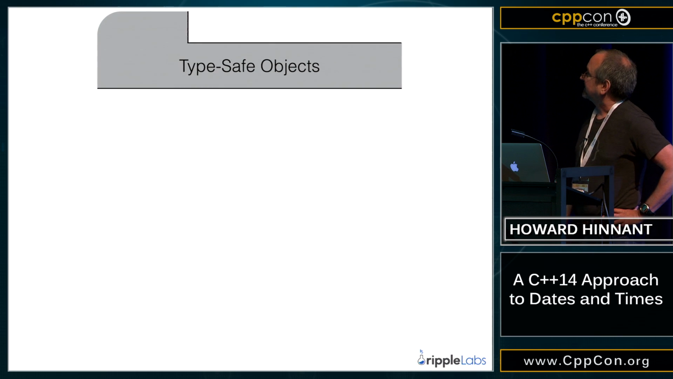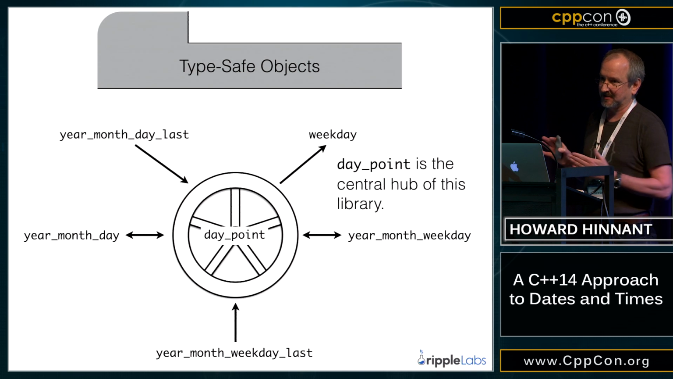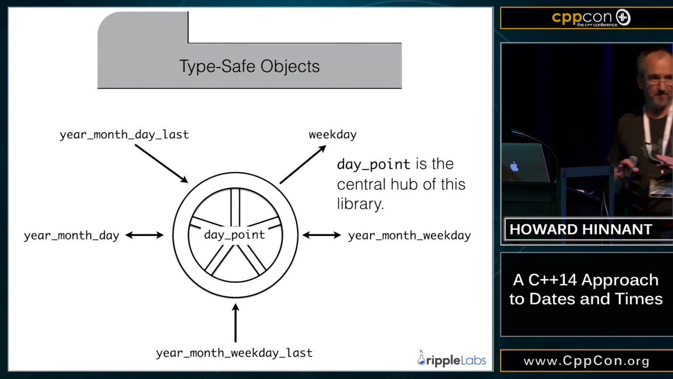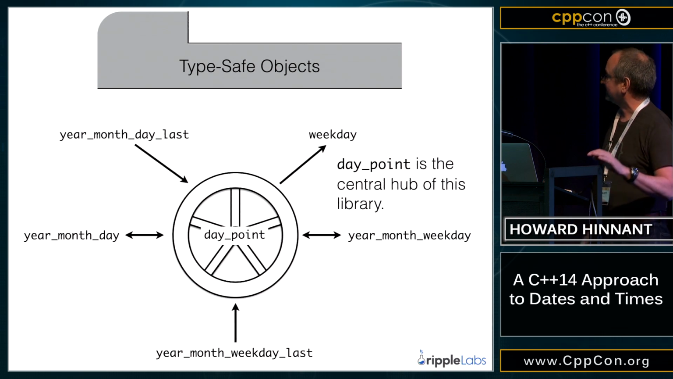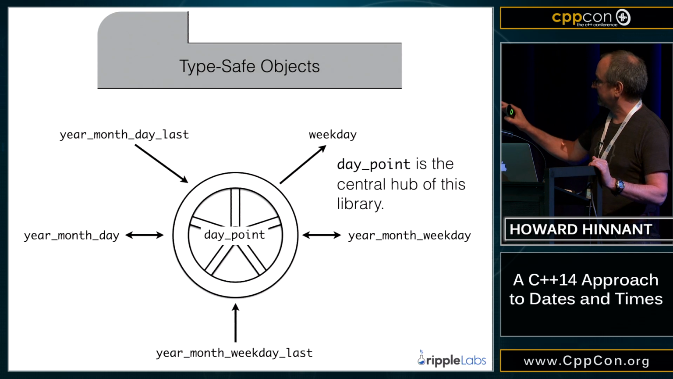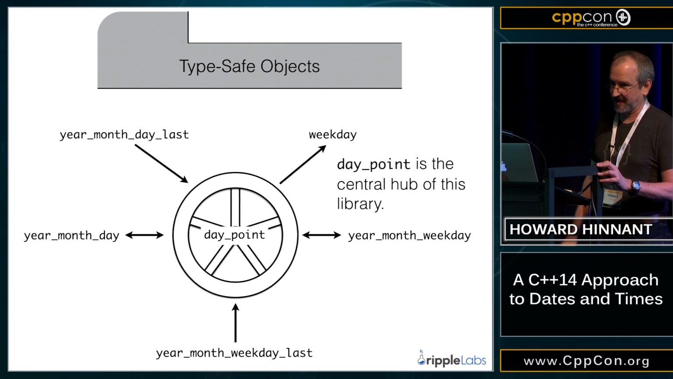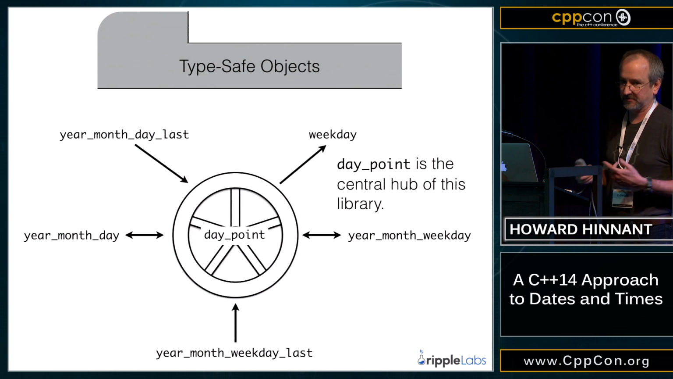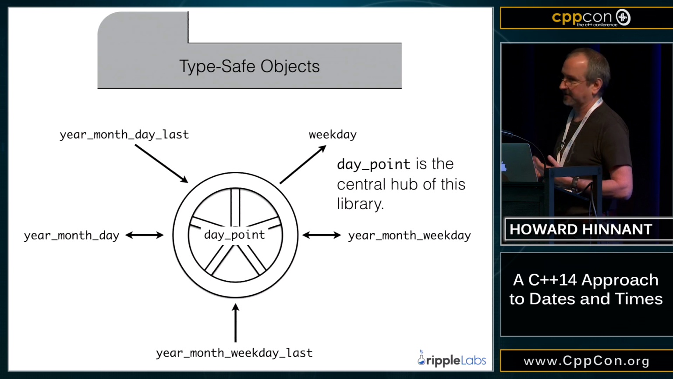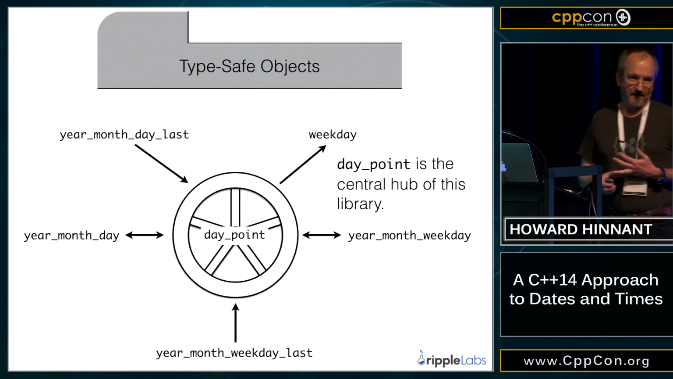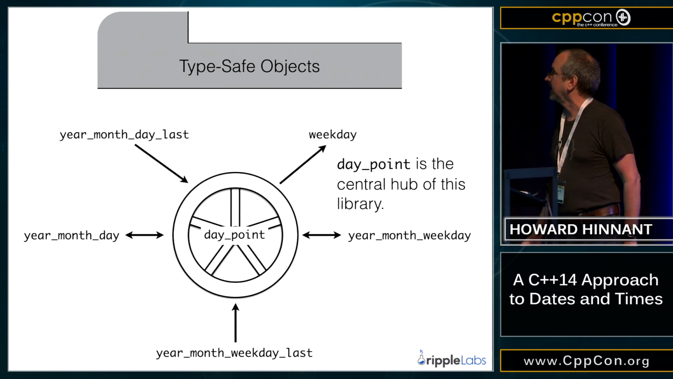So the type-safe objects. There's an object called day_point that is the central hub of this entire library. And then around day_point are all these other types that convert to or from it. Some of these types are what I call field types. That is, with a type called year_month_day, for example, this is literally holding just 3 integers. One for the year, one for the month, one for the day. Year_month_weekday holds a year, a month, a day of the week, and an integer that means this is the 2nd or the 4th Tuesday of the month or what have you.